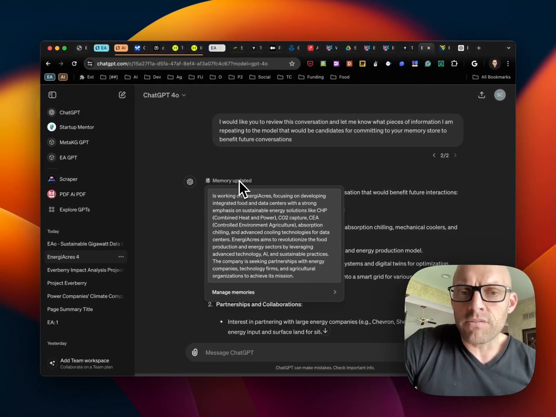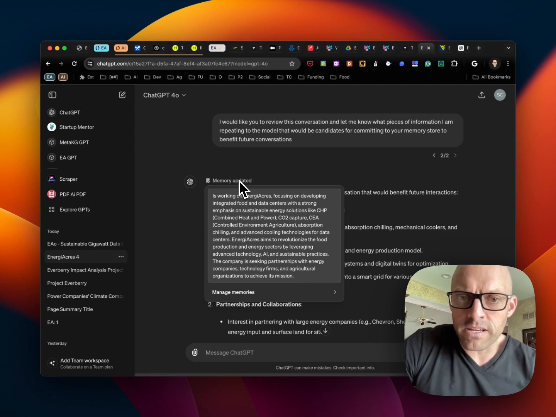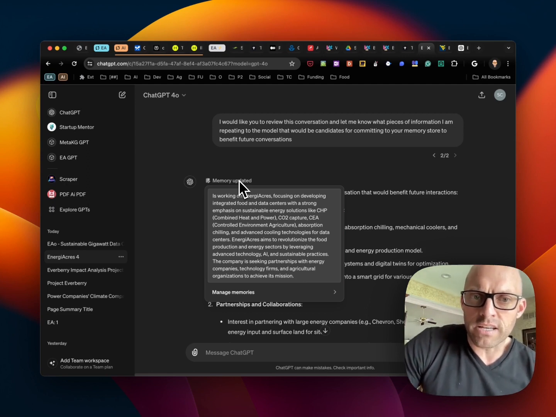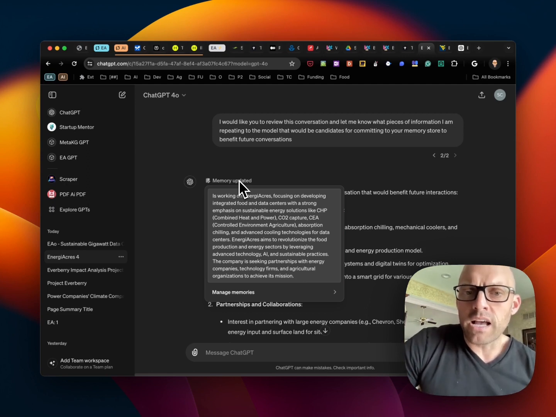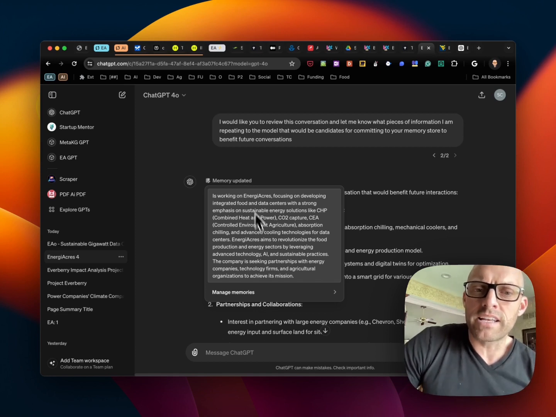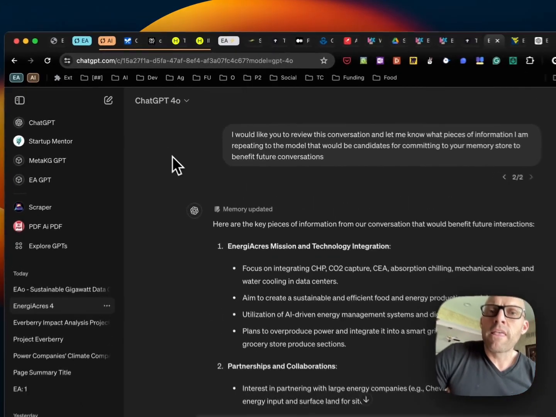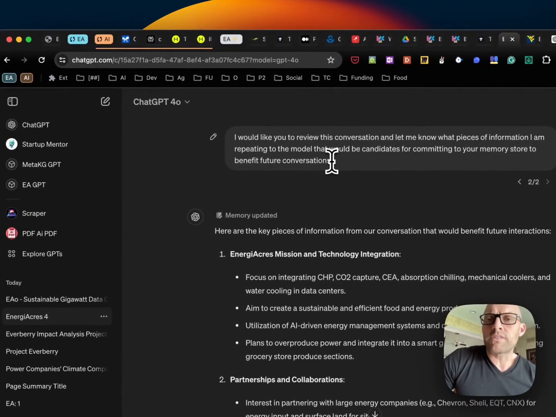It pulled out the high level context, Energy Acres, focusing on developing integrated food and data centers. It pulled out that high level and committed it to memory because, and I can even manage it from here, because I said use this whole conversation. So you may have important conversations you don't have to copy and paste and move stuff around.